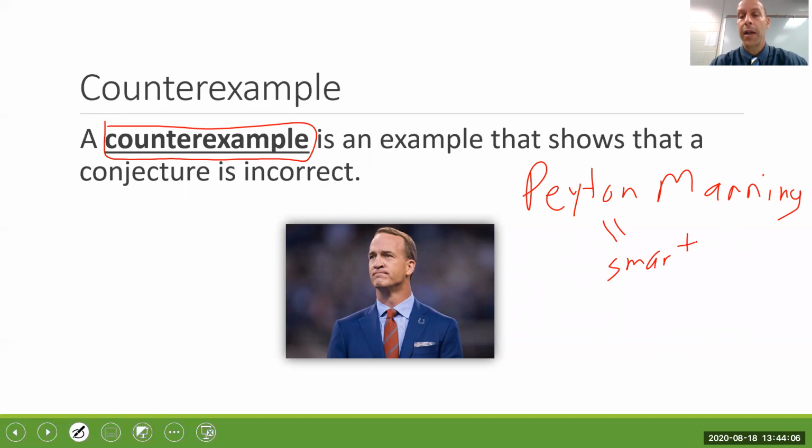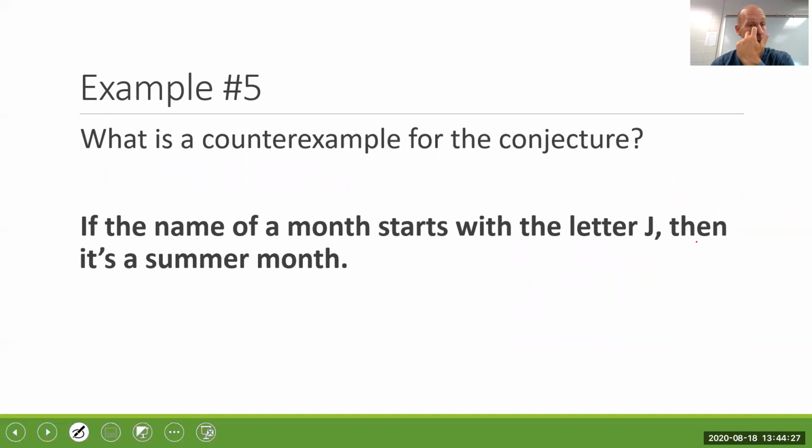He has a degree from the University of Tennessee, and whatever other information I want to provide. And I think most people that know who Peyton Manning is would probably argue that he's a pretty intelligent guy. And providing that one counterexample is all that I need to do to basically prove that the statement, that generalization, is incorrect. So let's see some examples of using a counterexample for a conjecture.